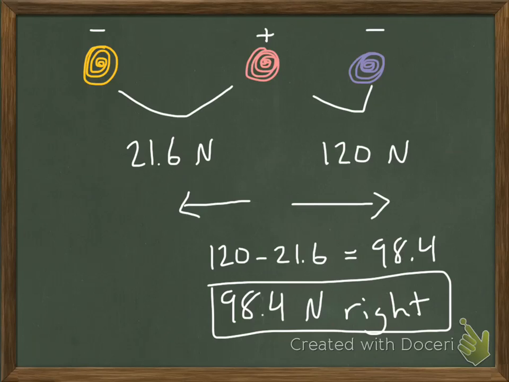How much more to the right? You got to do your subtraction. 120 minus 21.6 to get the net charge, which is 98.4 newtons. So, again, take a look at who's pulling who in which direction. In this case, the center guy is being pulled both to the left and to the right. He's being pulled to the right more. How much more? You got to do your subtraction, and that's your answer.